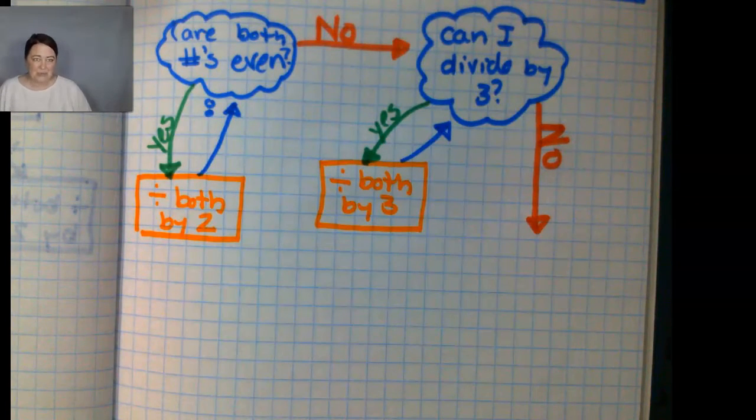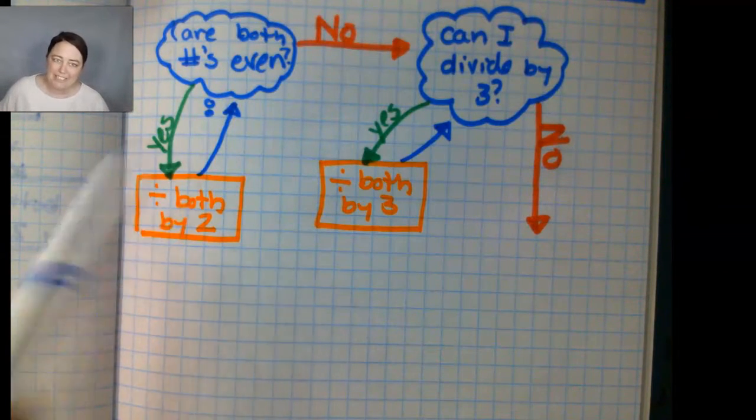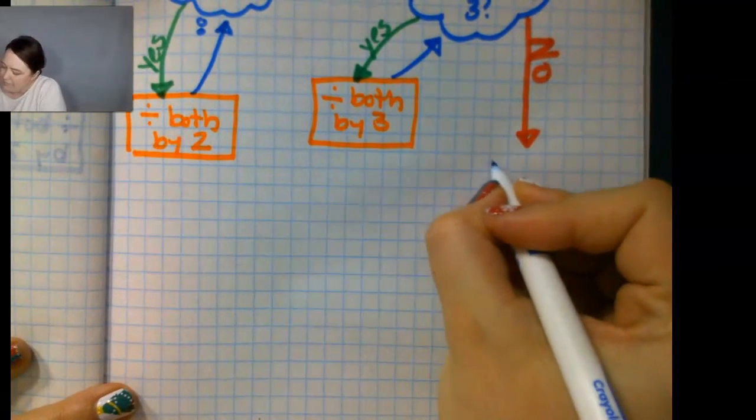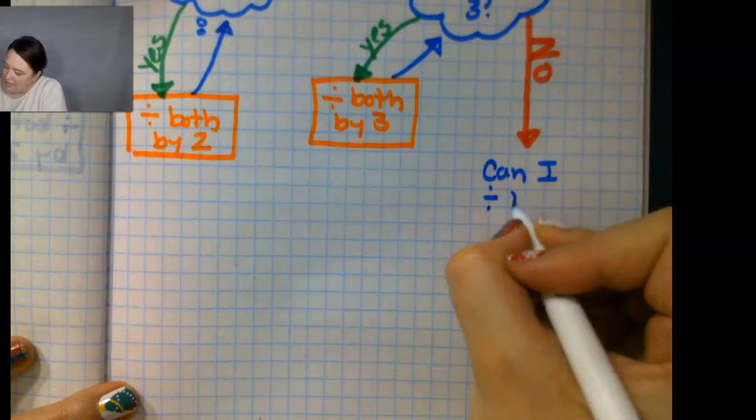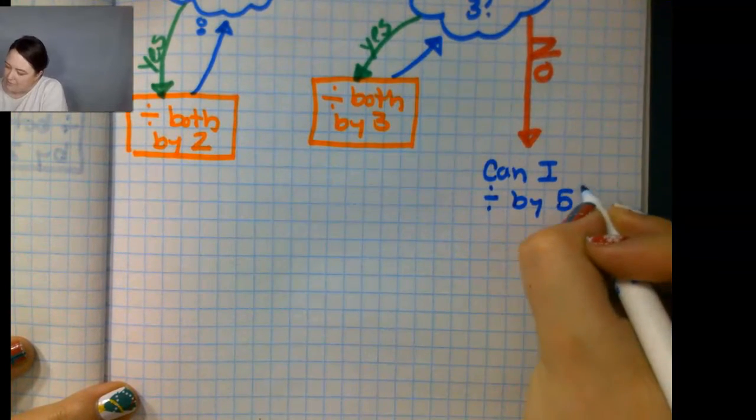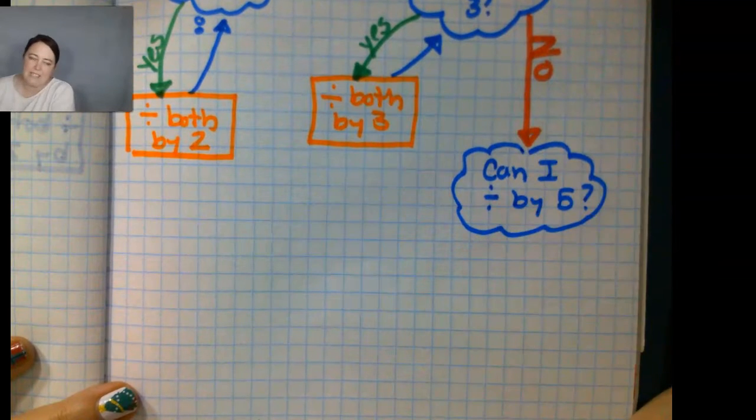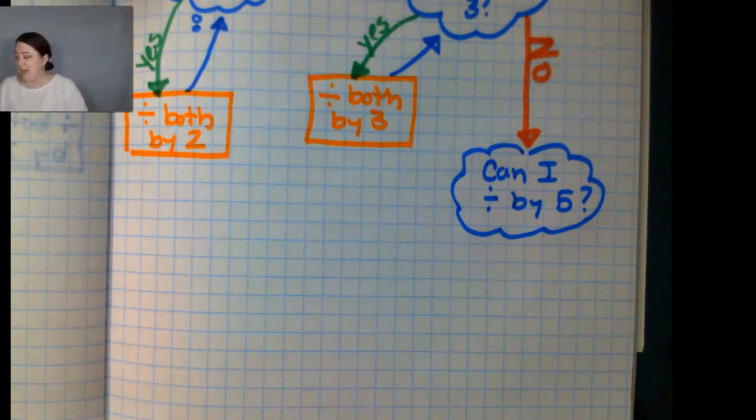Then we go to our next rule of divisibility, and it's not 4. Because if a number was divisible by 4, it's probably also divisible by 2, and that would have been taken care of here. So the next one we actually go to is 5. Can I divide by 5? If I was being specific, I would say, can I divide both numbers by 5? But I'm being lazy, so I'm just going to say, can I divide by 5? Can I take both top and bottom numbers and divide by 5?